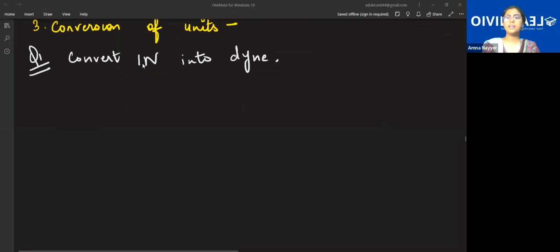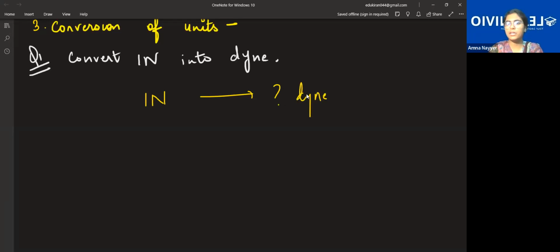See class, this is the last portion of your dimensional analysis, which is the conversion of units. See how to convert one system of units into another system. There is one basic formula with the help of which you can convert. Like if I give you this question, convert 1 Newton into dyne. Newton is the SI unit of force and dyne is the CGS unit of force. So 1 Newton is some amount of dyne, which we have to calculate.